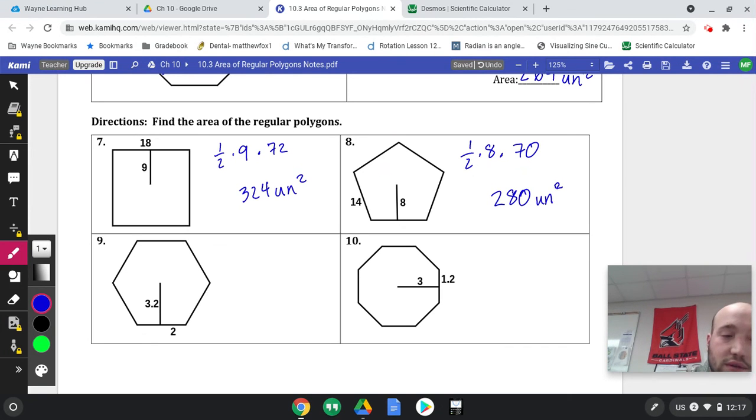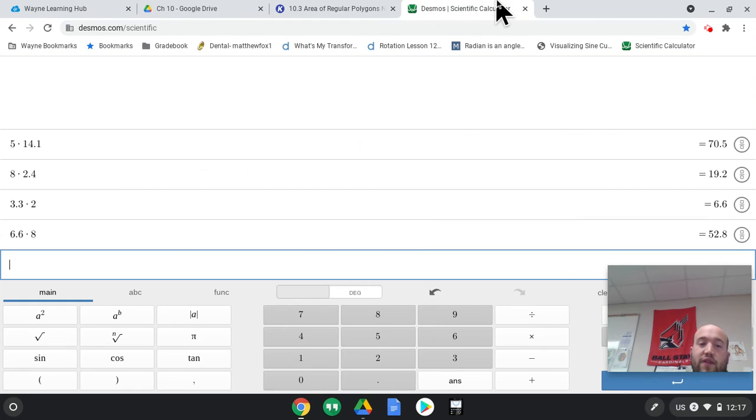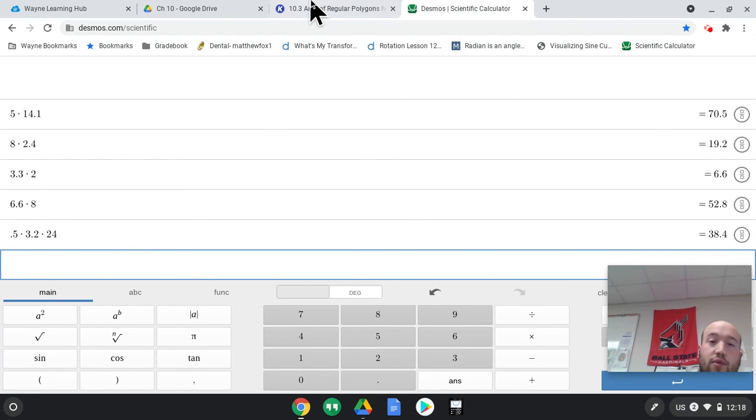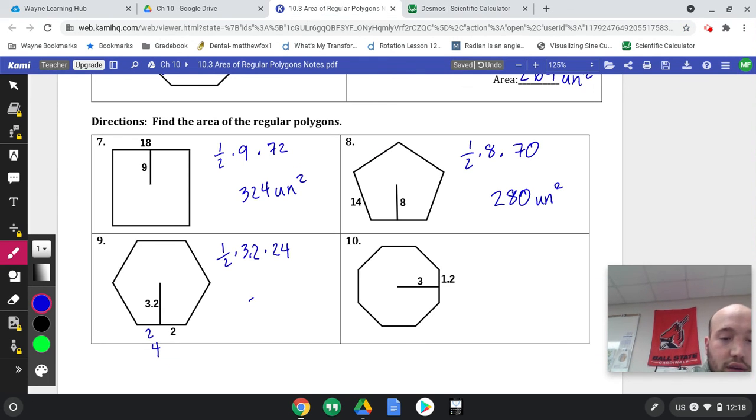Almost done. This last one, or last row, we got 6 sides. Each of them will be of length 4, because remember 2 and 2. So our perimeter, 6 times 4 is 24. Half times the apothem, which is 3.2 here we see. So 0.5, which is the same as half, times 3.2 times 24. We hit enter, we get 38.4.